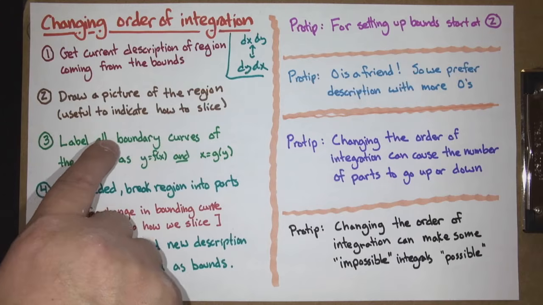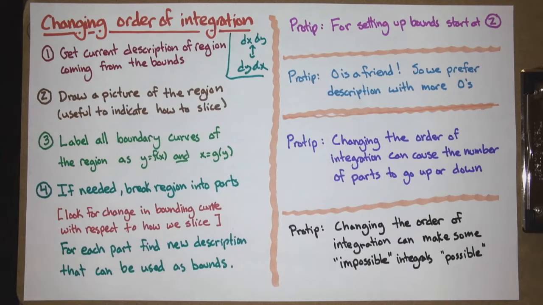Now, it can be helpful to indicate how to slice. It's not needed. Now you have a picture. You say, all right, I have a picture. I know which curves bound my region, and I label them. So each bounding curve should have a function attached to it. Sometimes they're simple like x equals something or y equals something, or you might get y equals x squared or x equals square root of y. It just depends.